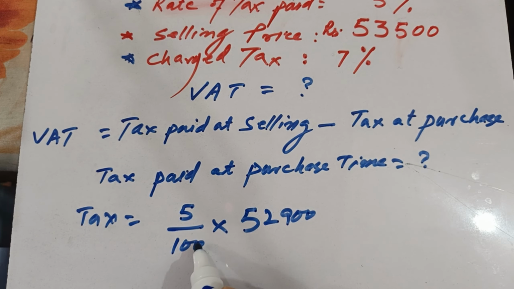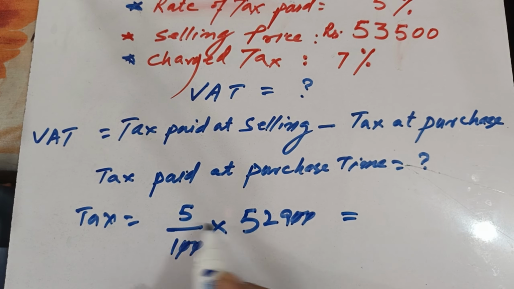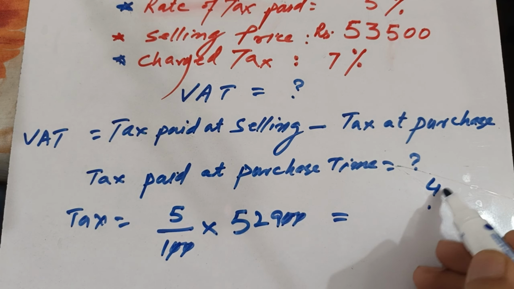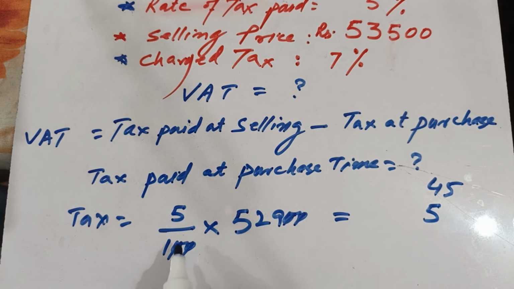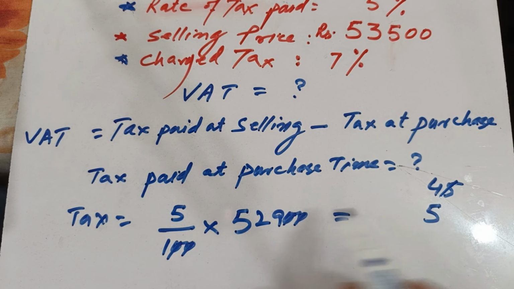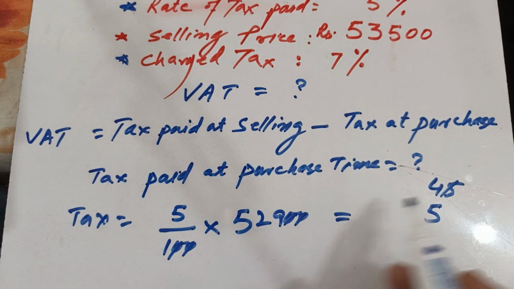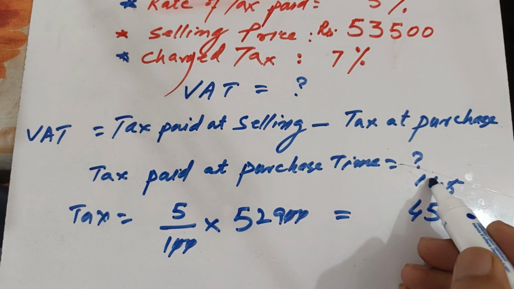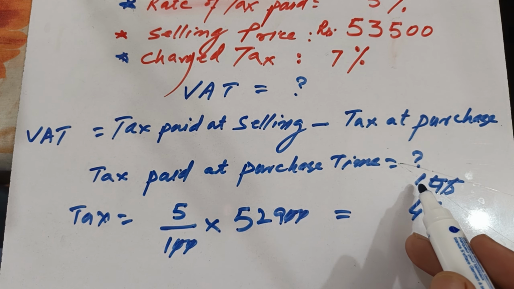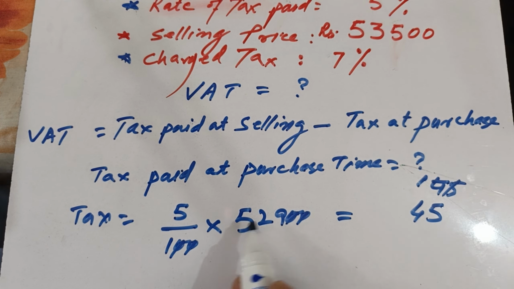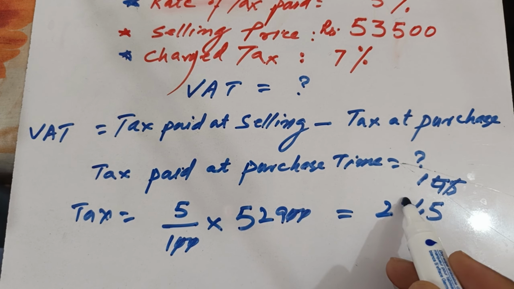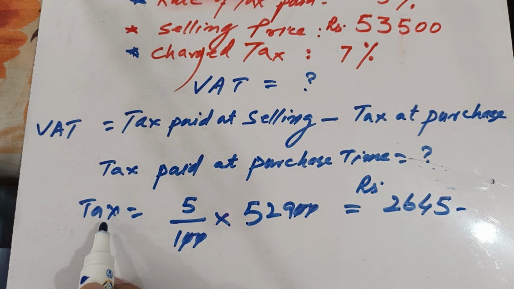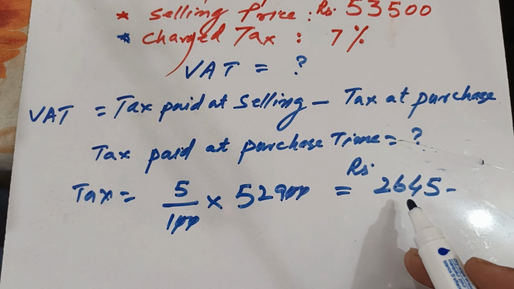Simply we can cut these two zeros here, and if we multiply, 5 nines are 45, we will write 5 here and carry 4. 5 twos are 10 and 4 is 14. We write 4 here and 1 is carried. 5 fives are 25 plus 1 is 26. So this is 2,645 rupees, the tax which is paid at purchasing time.